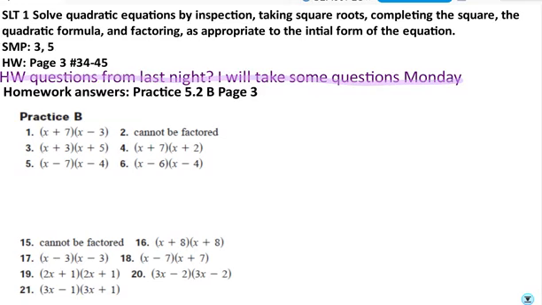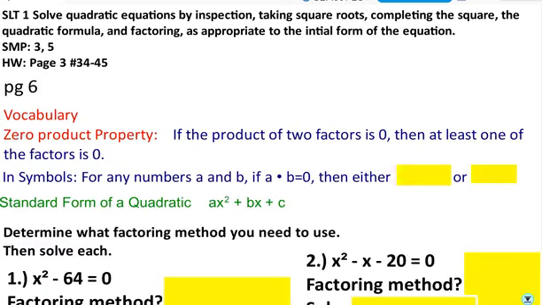That's from Thursday's homework. Today's lesson is on page 6, continued. We're going to start with some vocabulary. The vocabulary is zero product property, which you learned in Algebra 1. That property says if I have a product of two numbers or factors multiplied, and the answer to that multiplication is 0, then at least one of those numbers or factors has to be 0. If I want to explain what that means in symbols, as we've learned, when we say symbolically, we mean algebraically.